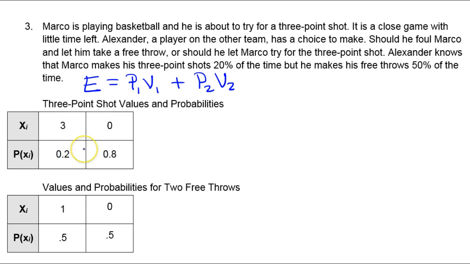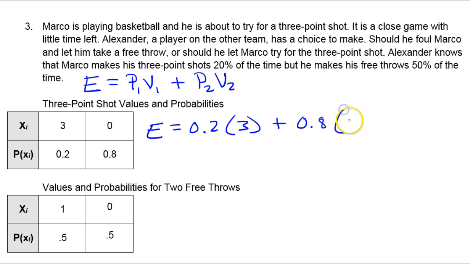If he makes his three-point shots 20% of the time, then obviously we're talking about a probability of 0.2, and we'll multiply that by the value of 3 points for this three-point shot. But that means 80% of the time he misses. So that's why we're doing 0.8 times 0. So this should give us the expected value for the three-point shot.